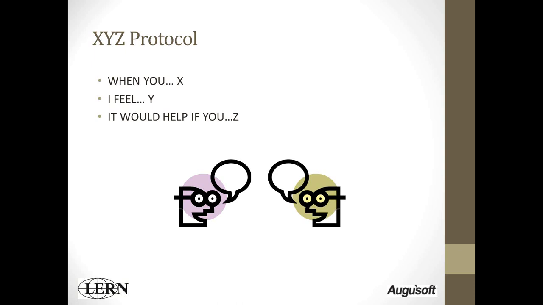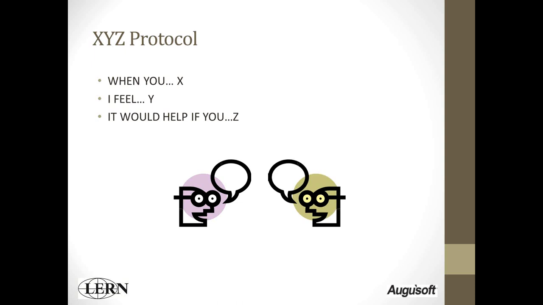Now, a slightly more sophisticated version of the XYZ protocol is found in a set of communication tools called nonviolent communication, made by a guy named Marshall Rosenberg. And if you have issues with conflict in your life, look up Marshall Rosenberg's work. It's fantastic, and he's famous for what he did in nonviolent communication. You get plenty of free stuff about it online.